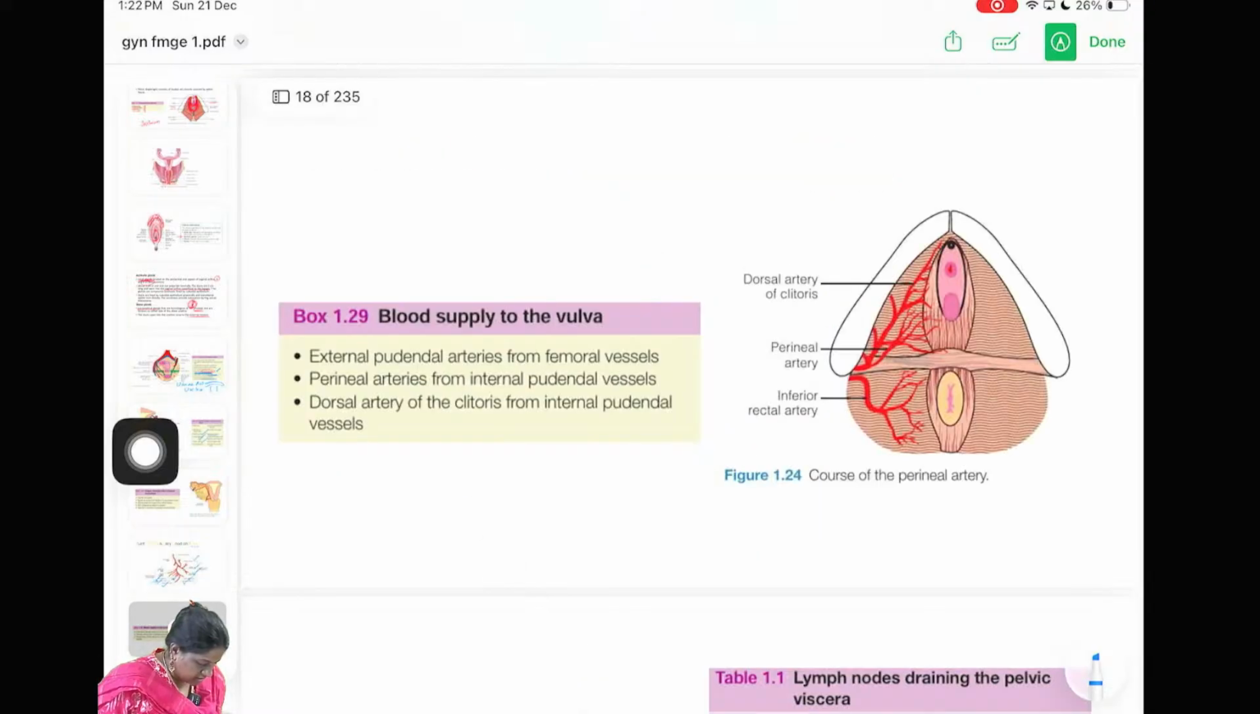Understood? So the blood supply to the perineum or the vulva is mostly by the pudendal artery and perineal arteries, coming from the femoral vessels and the internal pudendal vessel. Okay?